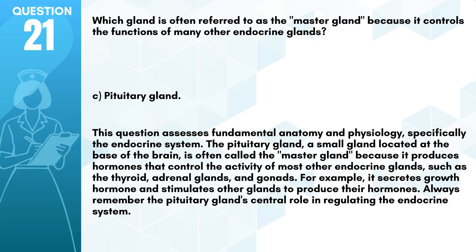The pituitary gland, a small gland located at the base of the brain, is often called the master gland because it produces hormones that control the activity of most other endocrine glands, such as the thyroid, adrenal glands, and gonads. For example, it secretes growth hormone and stimulates other glands to produce their hormones. Always remember the pituitary gland's central role in regulating the endocrine system.